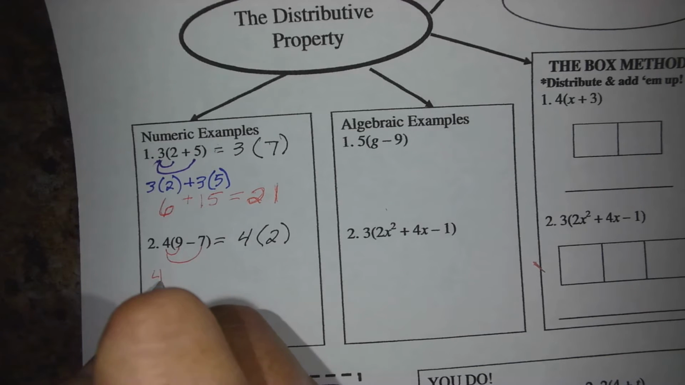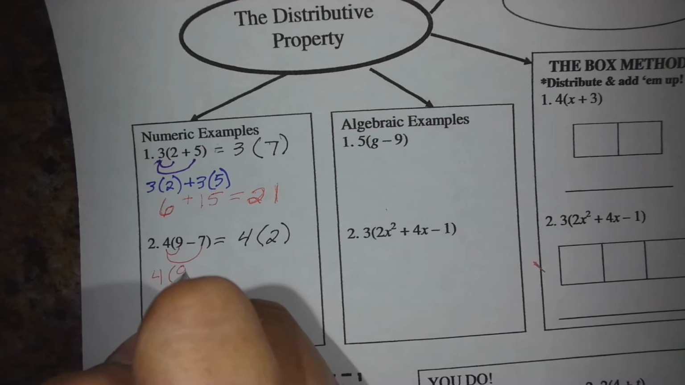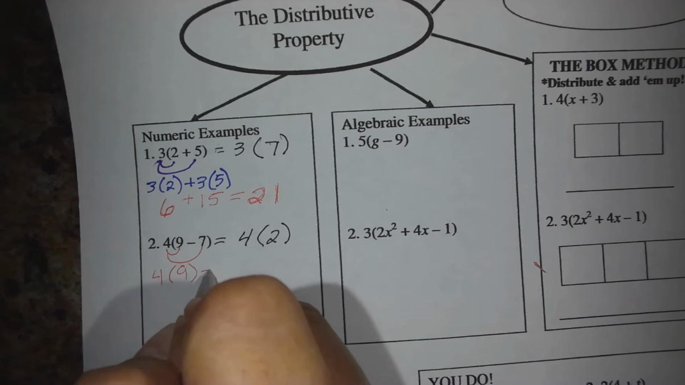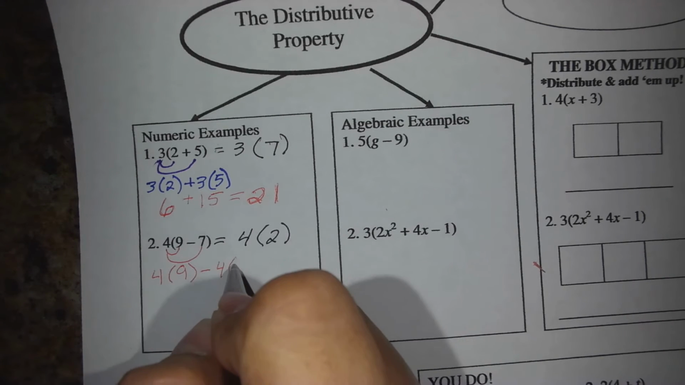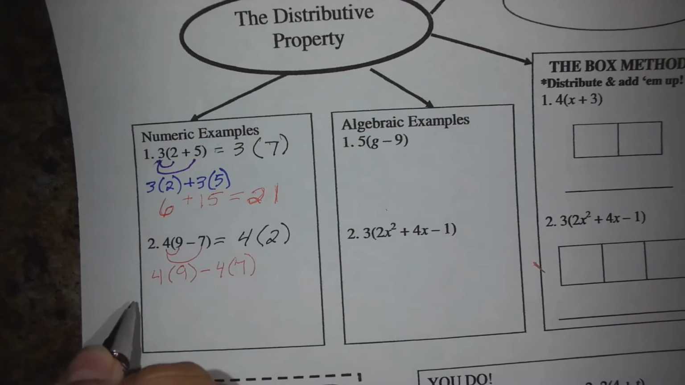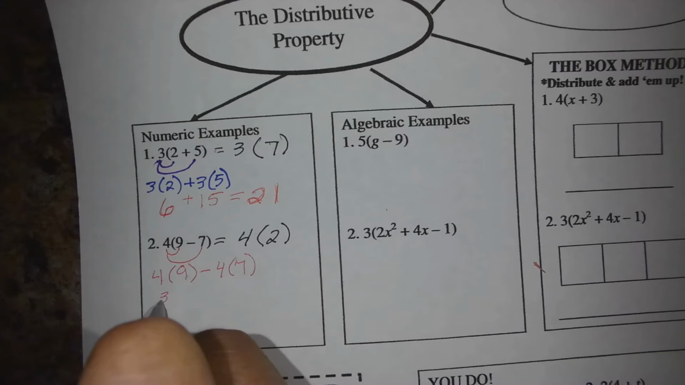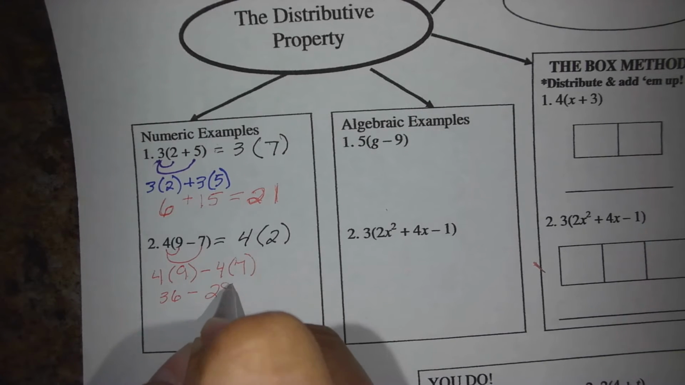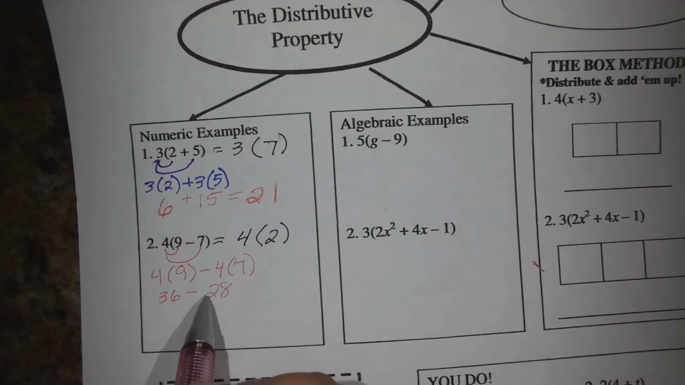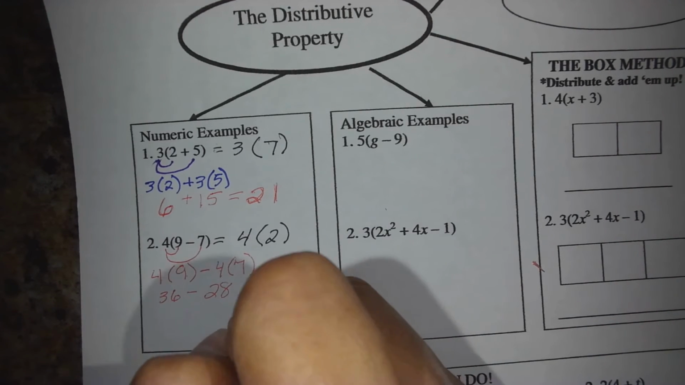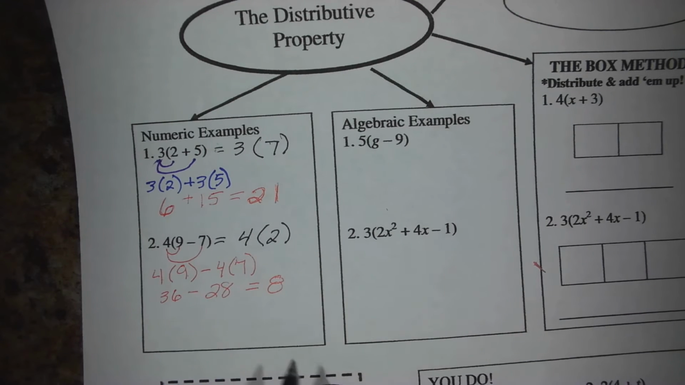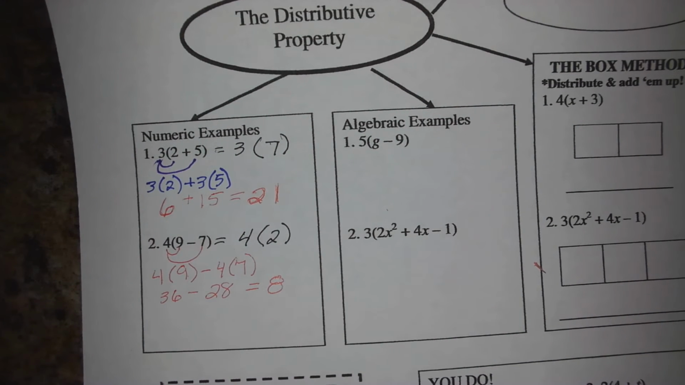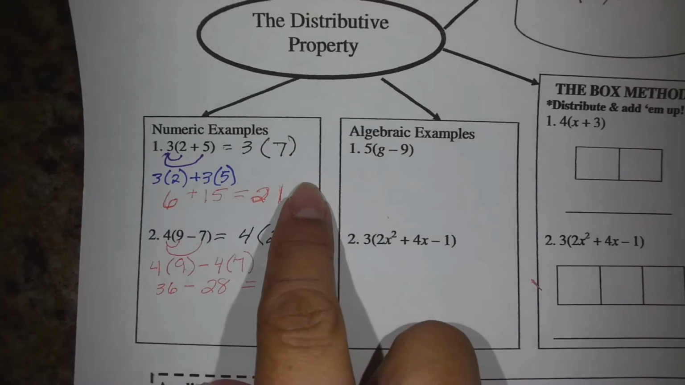So we have 4 times 9 minus the 4 times the 7. 4 times 9 is 36, minus 4 times 7 is 28. 36 minus 28 should equal 8. Does that check with what we should know? Yes, it does. We are golden. All right, moving to the next part.